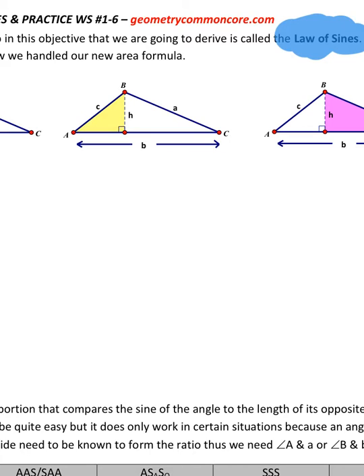So if we focus on the triangle shaded in yellow first, and we look at expressing H and relating it to A, we would use the side of triangle ABC, lowercase c, to relate the three parts. So we get sine of A, where the height is the opposite over C, which is the hypotenuse. If we solve for height, we multiply both sides by C, and we get C sine A equals the height.